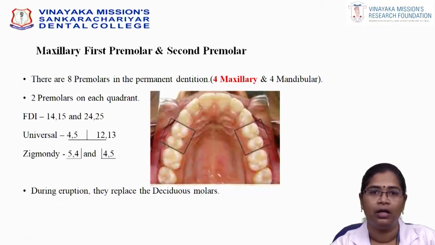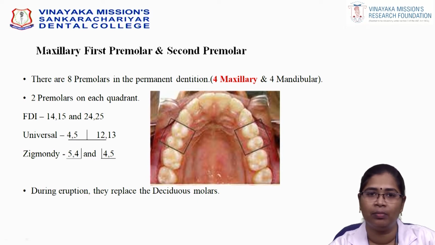According to the numbering systems, of which there are 3 types, the premolars are numbered 14 and 15. The maxillary first premolar is called 14 according to the FDI numbering system and 15 for the second premolar. Coming to the upper left quadrant, according to FDI, the maxillary first premolar is 24 and the maxillary second premolar is numbered 25.